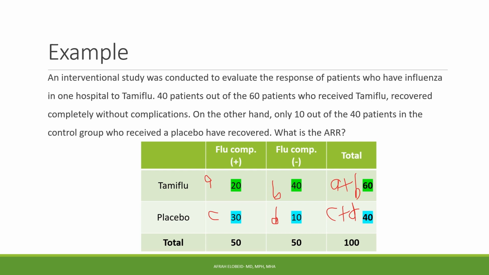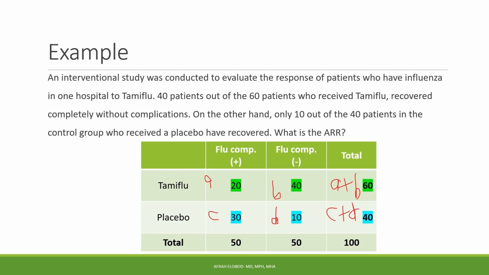That's also important, because when we read the question, it says 40 patients out of the 60 patients who received the Tamiflu recovered. That means the 40 goes in the cell of the patients without complication, which is cell B, not A. For a moment, someone might think that 40 patients should go in cell A.